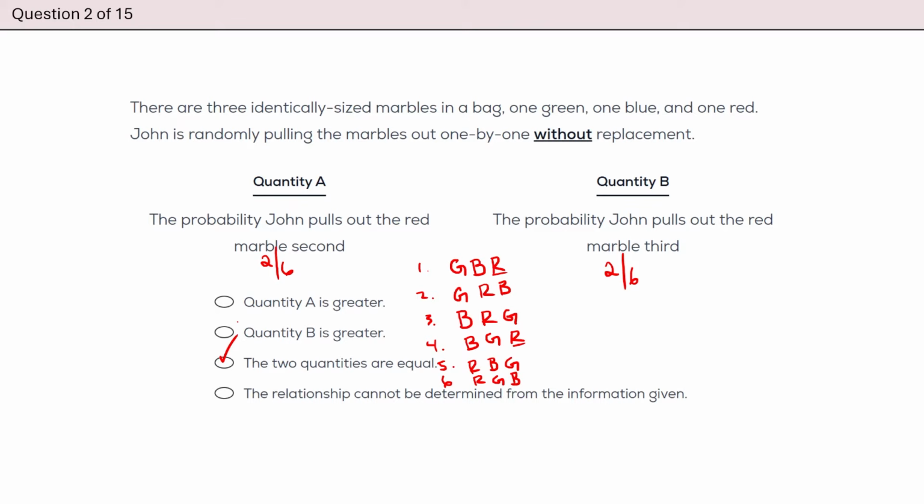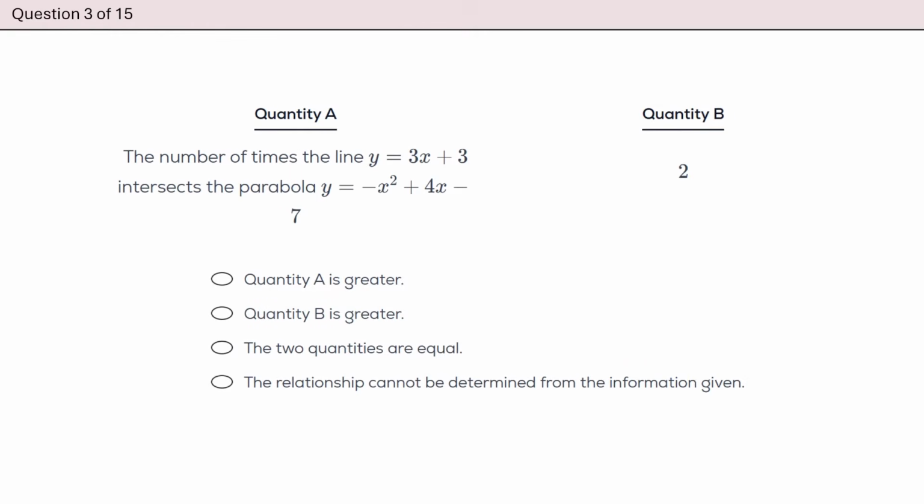What makes this really crazy is that it's true even if there's like 100 marbles. So for example, the probability of pulling out a red marble first is the same as pulling out the red marble 99th, even if it's with replacement or without replacement. I told you probability can be sometimes counterintuitive. That's why I tried to make this one a little bit easier by having only 3 marbles so that you could brute force it. All right, so that is question number 2.